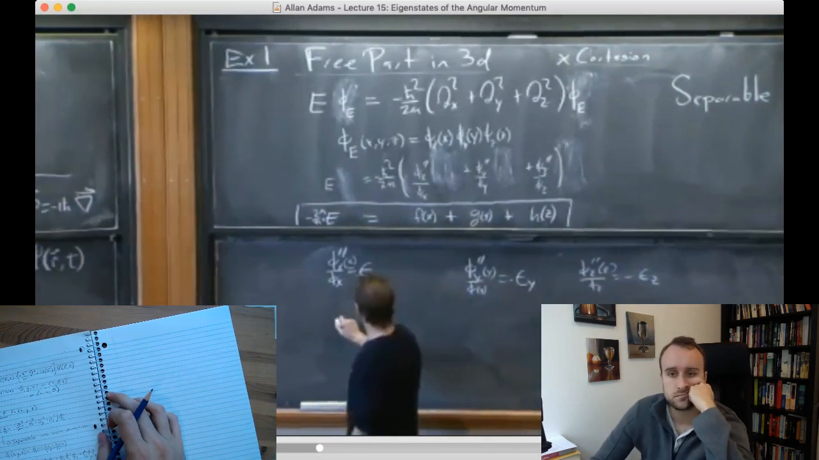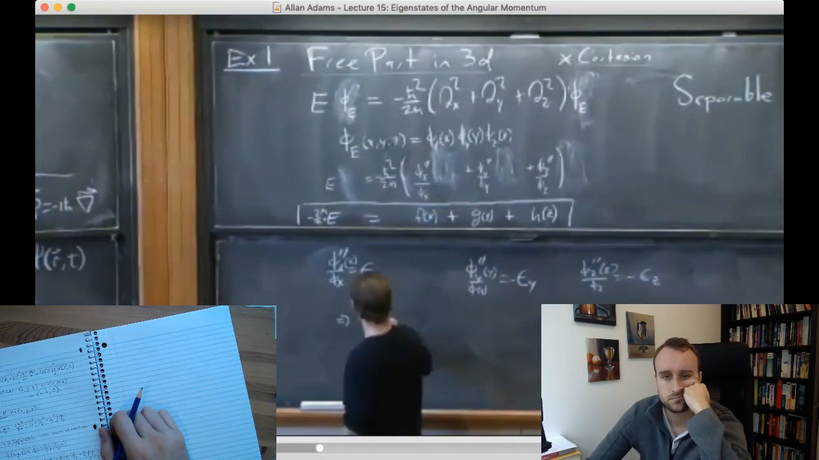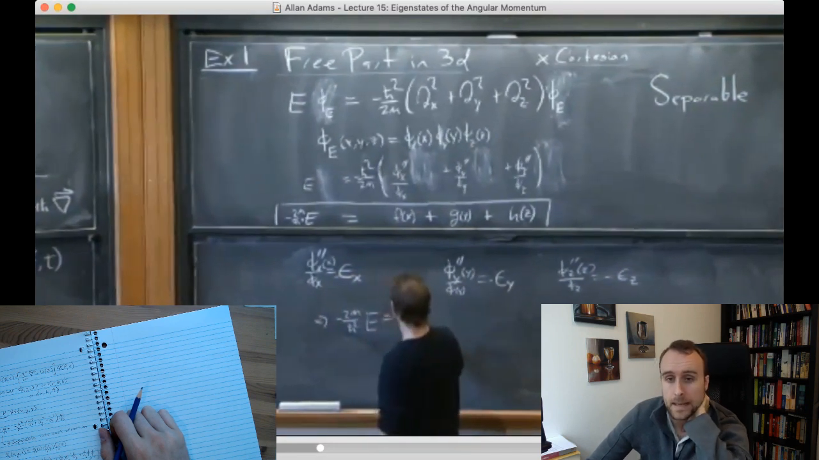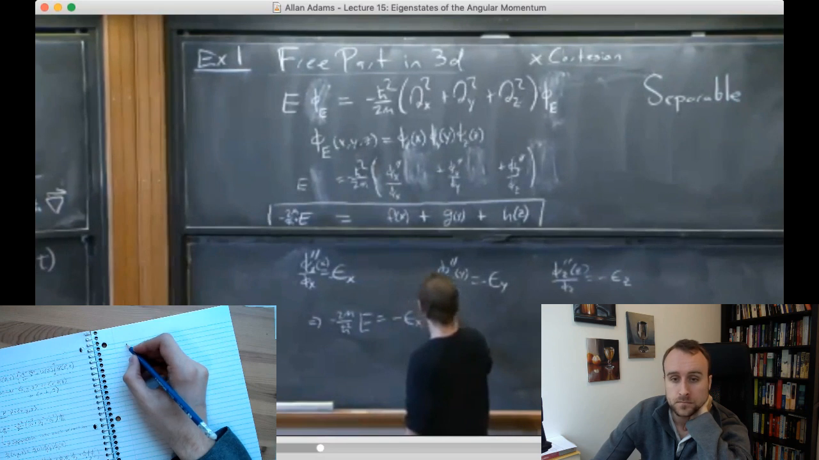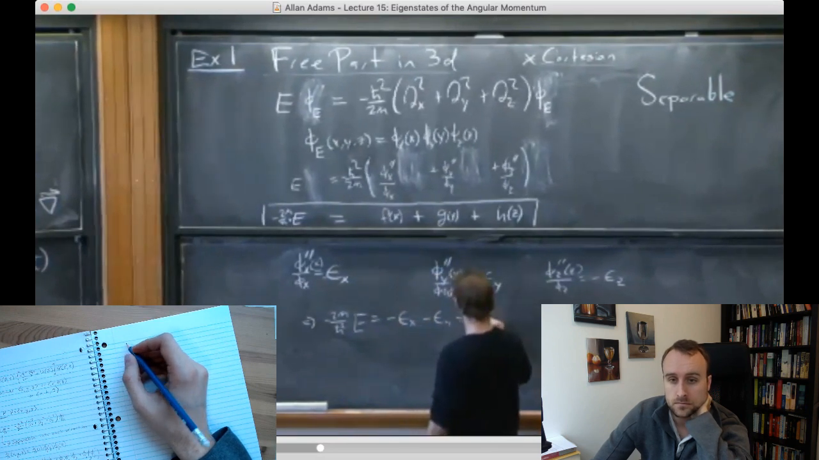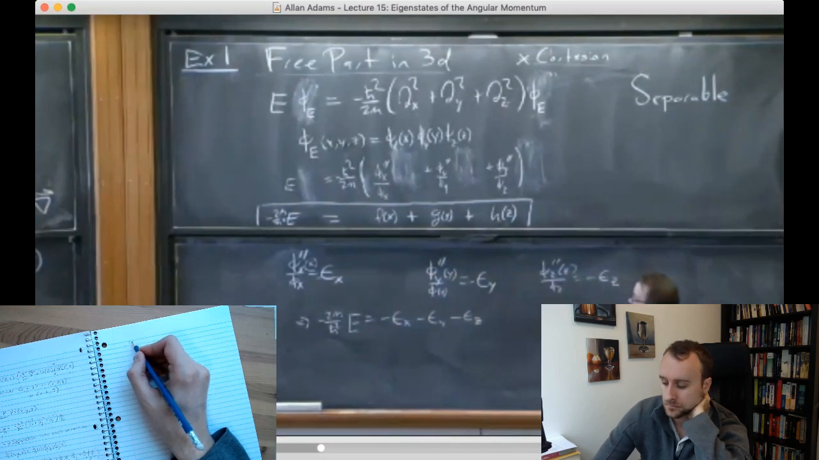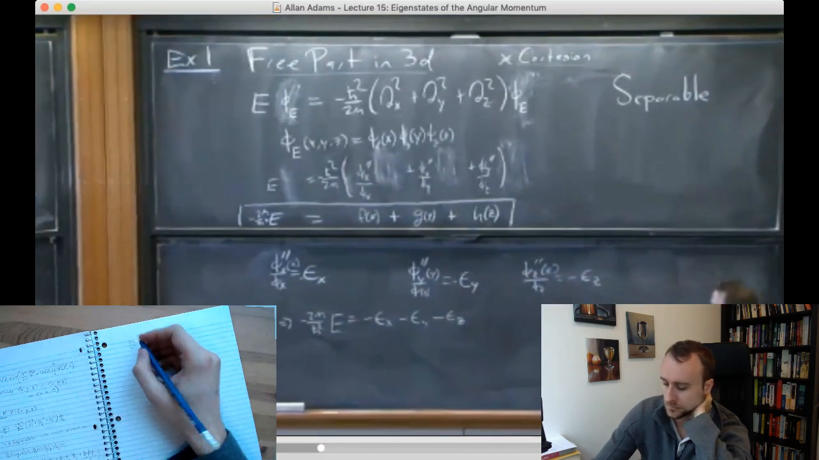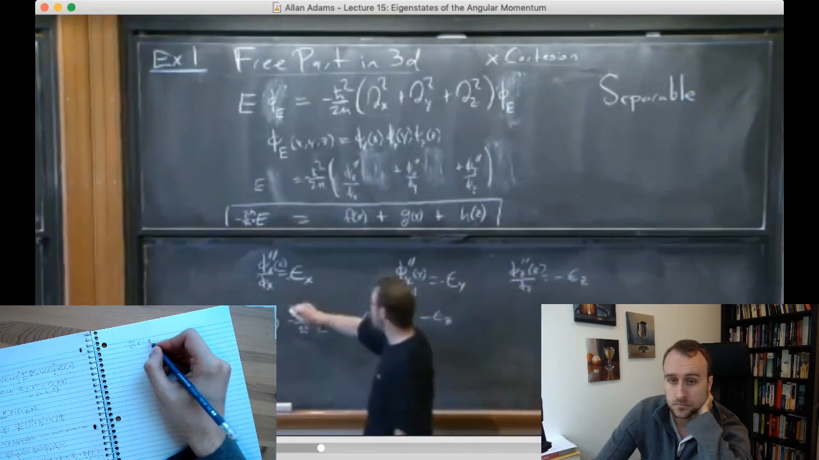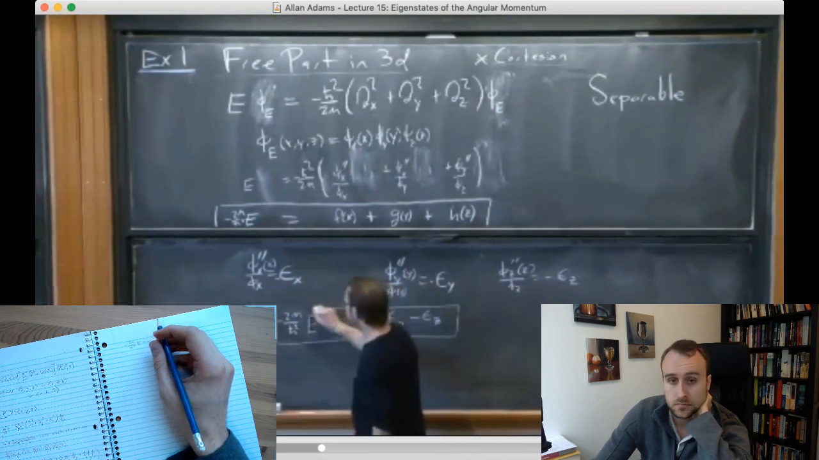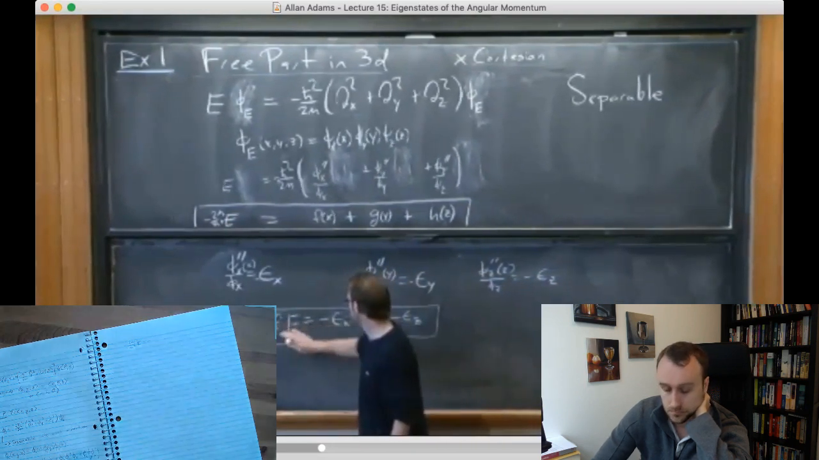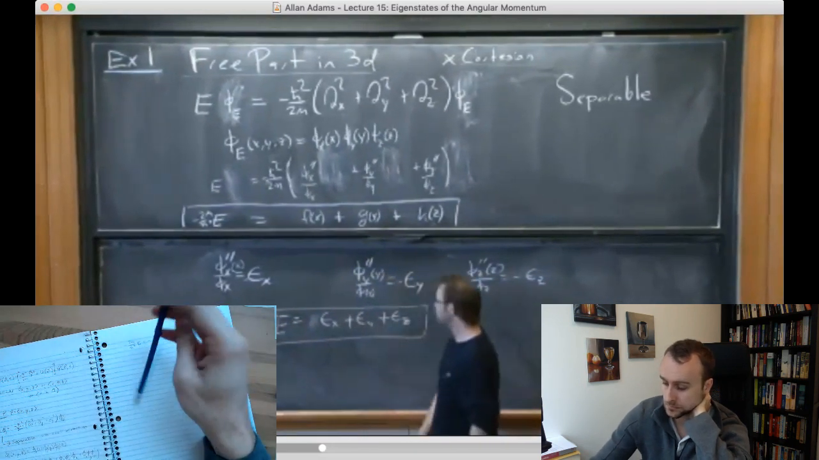So this tells us that minus 2m upon h bar squared E is equal to minus epsilon x minus epsilon y minus epsilon z. And any solutions of these equations with some constant values of epsilon x, epsilon y, and epsilon z is going to give me a solution of my original energy eigenvalue equation, where the value of capital E is equal to this sum. And I can take away the minus signs, make this plus plus.